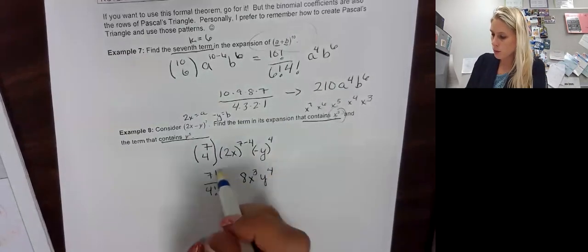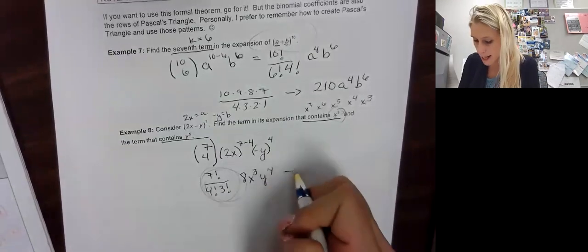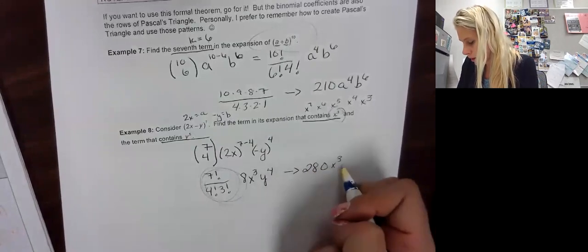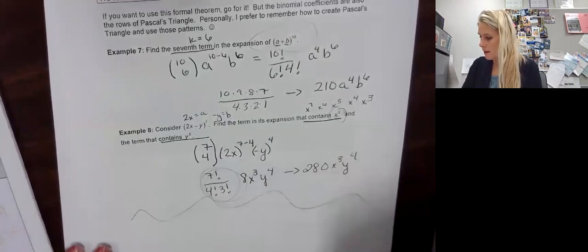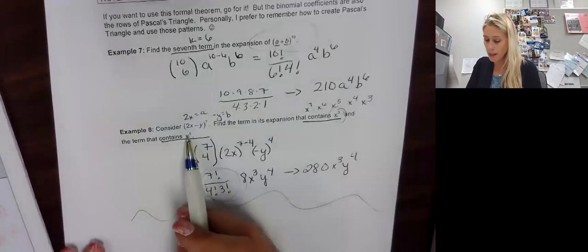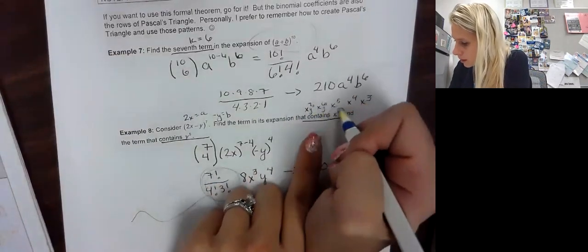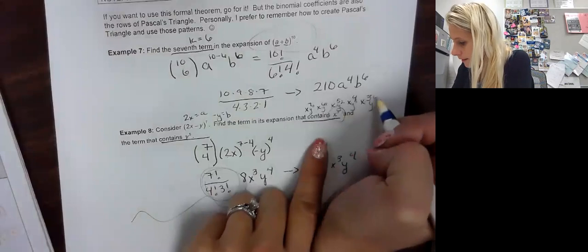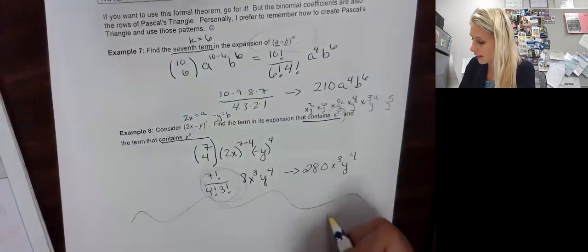Now, when we do this calculation and we multiply it by 8, we end up getting 280 x cubed y to the 4th. All right, let's look at what contains y to the 5th. Well, this would be y to the 0, y to the 1st, y to the 2nd, y to the 3rd. We had y to the 4th already, right? So y to the 5th would be k equaling 5.